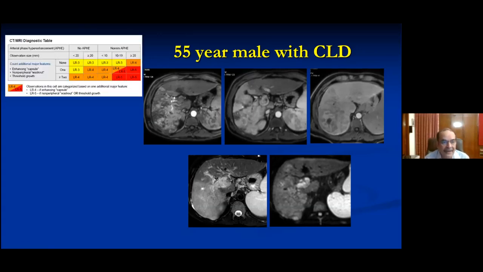Let's go back to our LIRAD table. Lesion is larger than 2 centimeters. It shows you definite arterial phase non-rim enhancement, shows you venous washout. We know that this is a lesion which can be categorized as LR5 since there is thrombus in the portal vein, which looks like a malignant thrombus. So we're going to call it LR5 TIV, with tumor in vein.